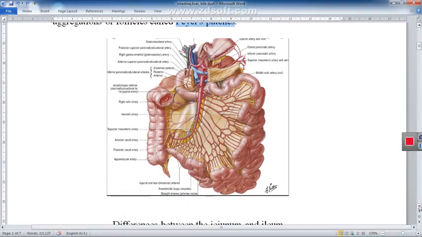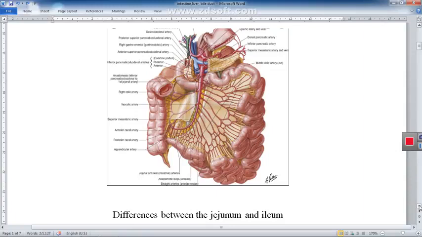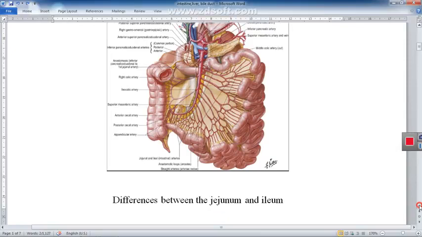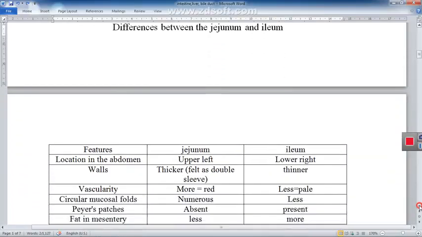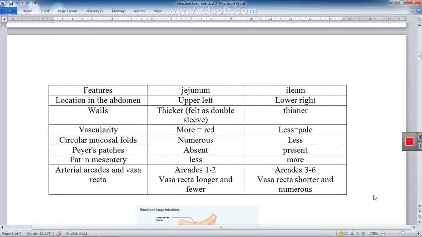If you look at this figure, you can imagine that it is difficult. This is the duodenum, and this is the jejunum, and then ileum. It is difficult to differentiate the jejunum from the ileum. But I will show you in a table what is the difference between the jejunum and the ileum. The jejunum is located in the upper left side of the abdominal cavity, while the ileum is in the lower right side of the abdominal cavity.